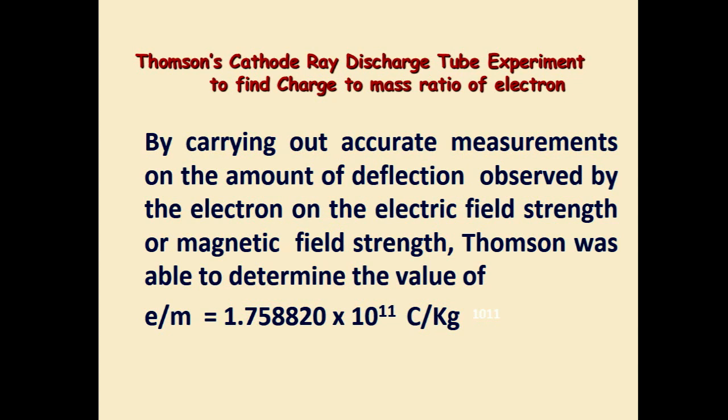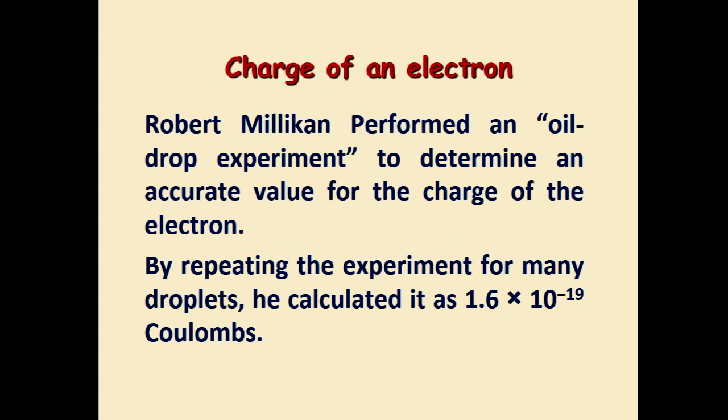By carrying out accurate measurements on the amount of deflection observed for the electron with the electric field strength or magnetic field strength, Thomson was able to determine the value of e/m, that is, the charge to mass ratio of the electron, and that comes to 1.758820 × 10^11 coulomb per kg. So this is the SI unit. The charge of the electron was determined by Robert Millikan.